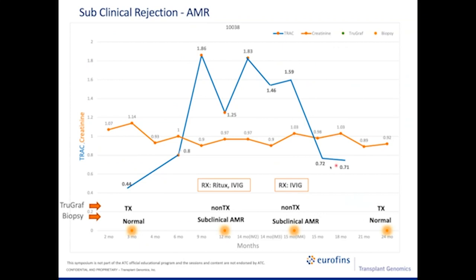And one of the real probably benefits of cell-free DNA is monitoring response to therapy, particularly for antibody-mediated rejection. Cell-free DNA comes down. Creatinine stays stable. The patient goes on in the study, and at month 24 has another biopsy.